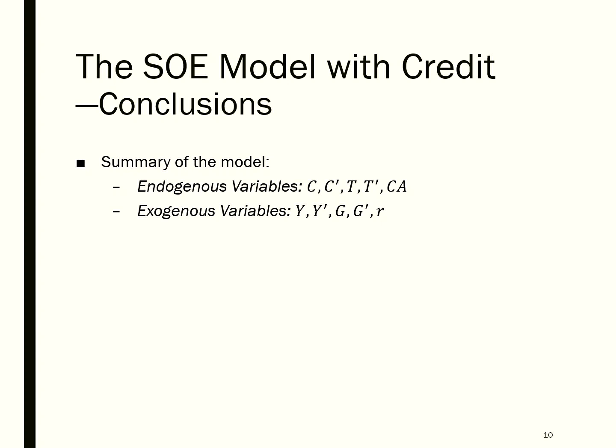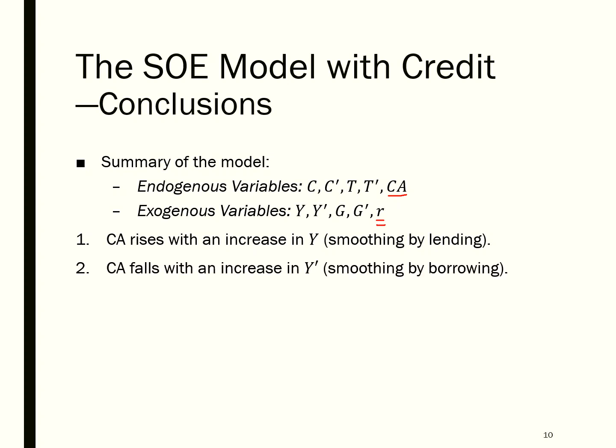We can also derive graphically the following conclusions. The first one is that the current account, or national savings, will rise with an increase in the current output. The intuition behind this conclusion is that if you are richer today, you would like to smooth your consumption by lending the current extra output to foreigners, so that you can consume more tomorrow rather than consume everything today and consume less tomorrow.